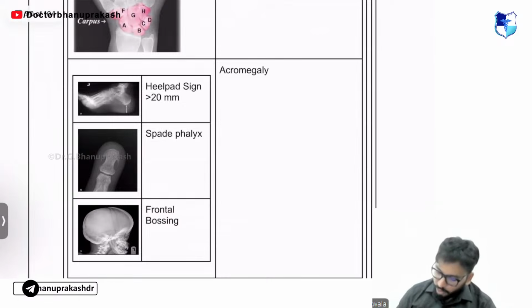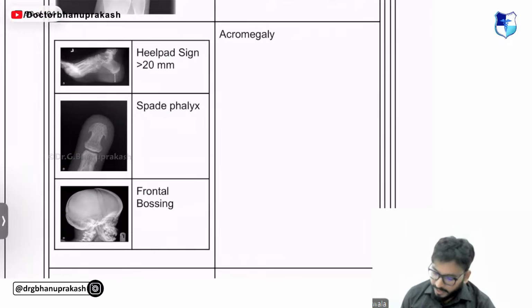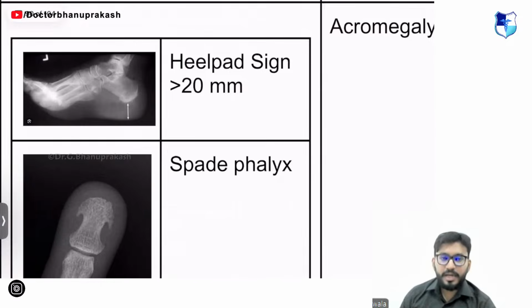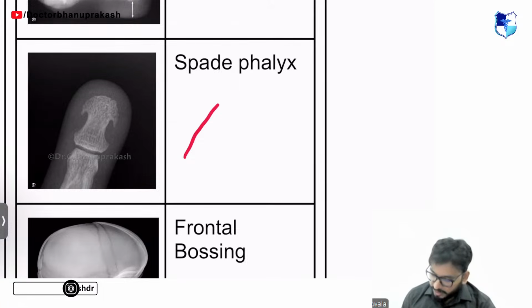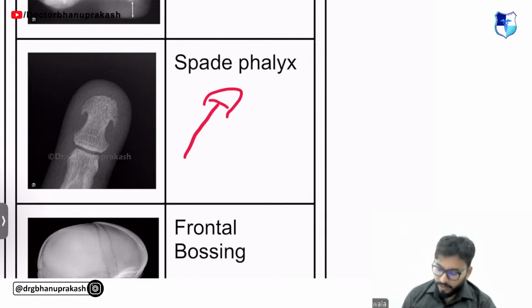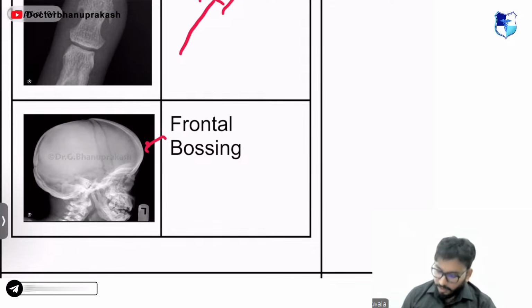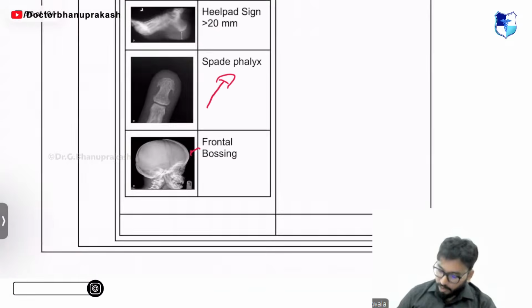Asked in ortho. Acromegaly. Signs of acromegaly. Heel pad thickness more than 20. Can you see on X-ray the heel pad thickness is more than 20? Can you see a spade phalanx? Have you seen that instrument called a spade? Can you see the spade phalanx here, guys? Spade phalanx. And frontal bossing. Can you see the frontal bossing? All of these are features of acromegaly, guys.